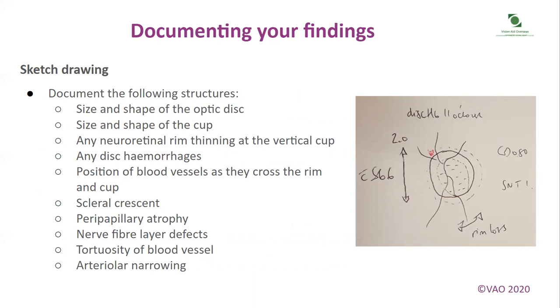So a sketch drawing. You should document the following structures: the size and the shape of the optic disc, the size and the shape of the cup, any neuroretinal rim thinning at the vertical cup, any disc hemorrhages, the position of blood vessels as they cross the rim and cup, scleral crescent, peripapillary atrophy, nerve fiber layer defects, tortuosity of blood vessels, and arteriolar narrowing.